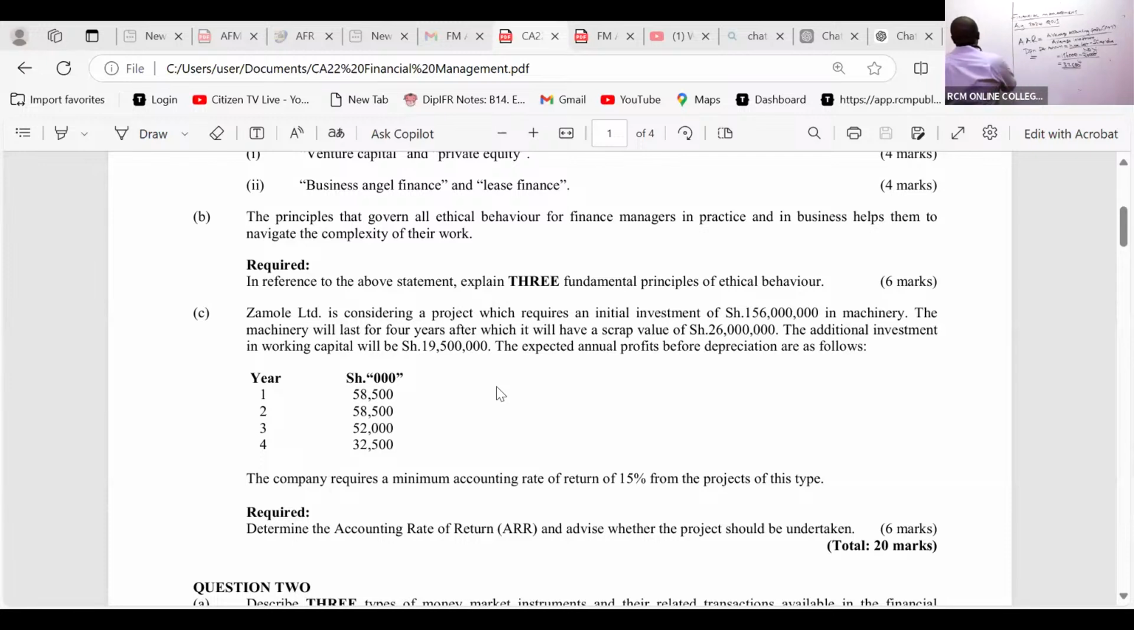58,500, another year 58,500, and then we have, ladies and gentlemen, 52,000, and then lastly we have 32,500. So remember, ladies and gentlemen, from the formula, they want us to give them this one here.